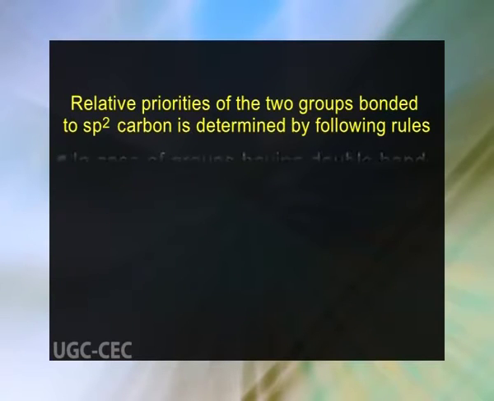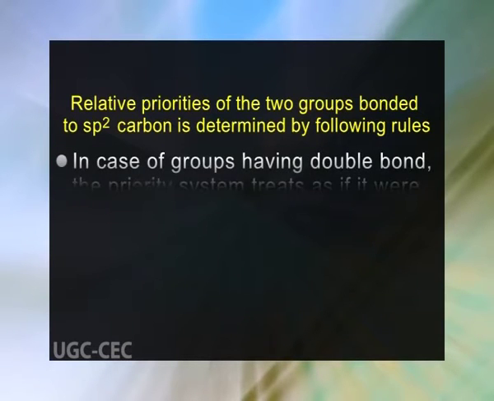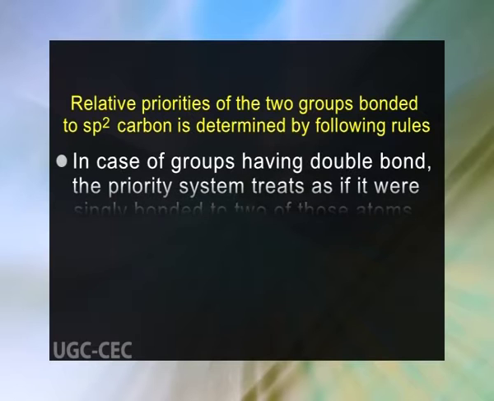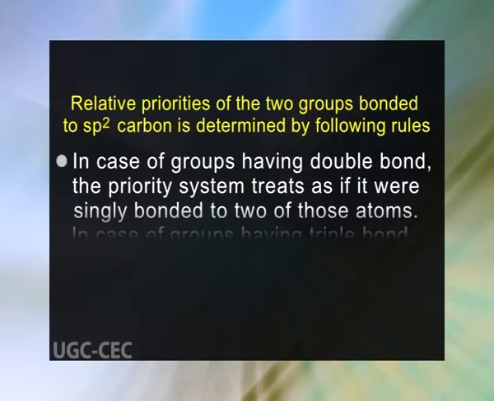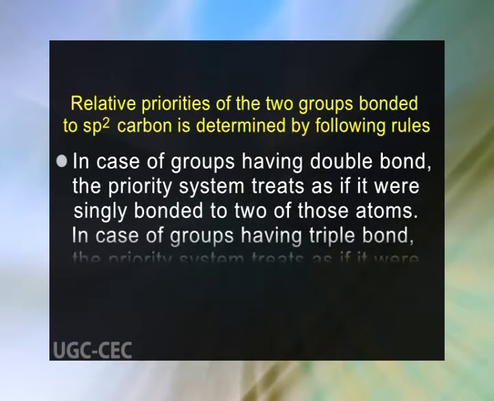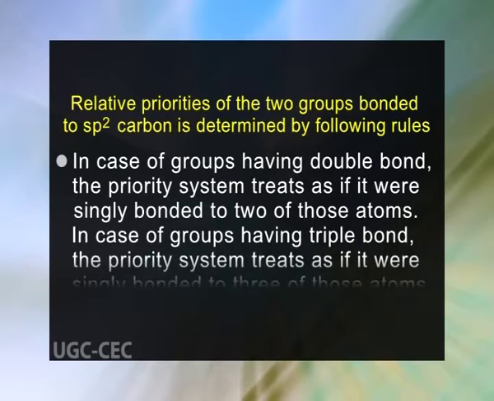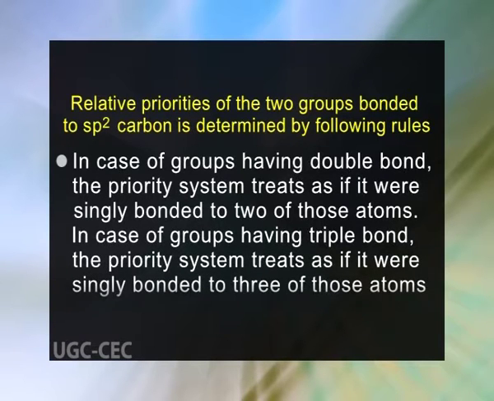Fourth, in case of groups having a double bond, the priority system treats it as if it were singly bonded to 2 of those atoms. In case of groups having a triple bond, the priority system treats it as if it were singly bonded to 3 of those atoms.